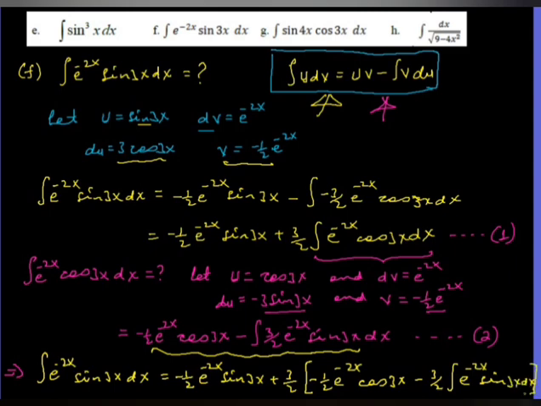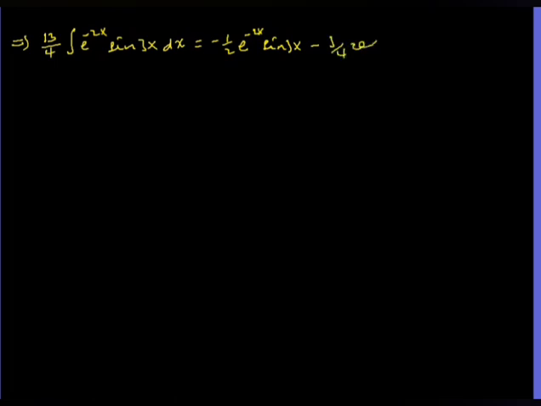Okay, substituting it again, it becomes 13 over 4 times the integral of e to the power of minus 2x times sine 3x dx equals minus half of e to the power of minus 2x times sine 3x minus 3 over 4 times e to the power of minus 2x times cos 3x. Okay, this happens by collecting like terms.